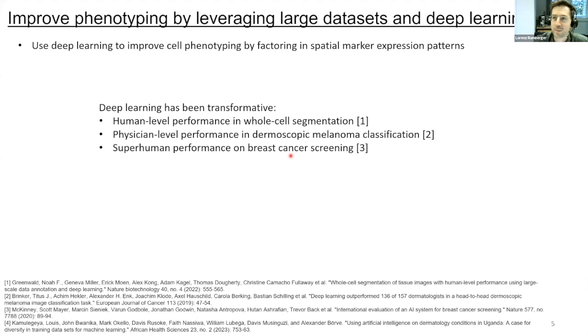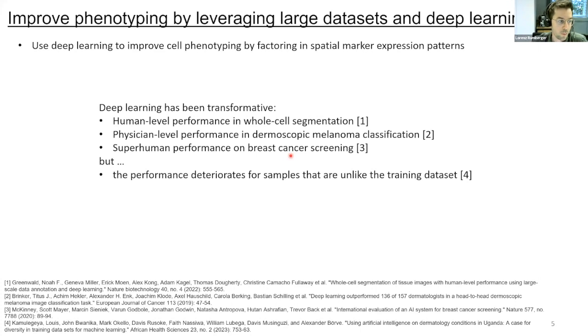So why again deep learning? You heard today that you can reach human level performance in whole cell segmentation, given a large and diverse data set. And there are publications where people reached physician level performance in melanoma classification, or even superhuman performance, meaning better than any individual physician, in breast cancer screening on mammography. But all of these have in common that the performance deteriorates if the samples you want to apply the algorithms on are really unlike any samples in your training data set.